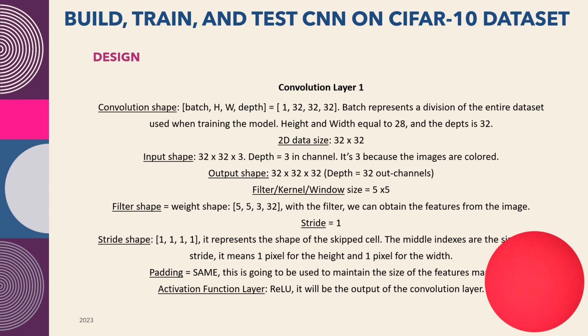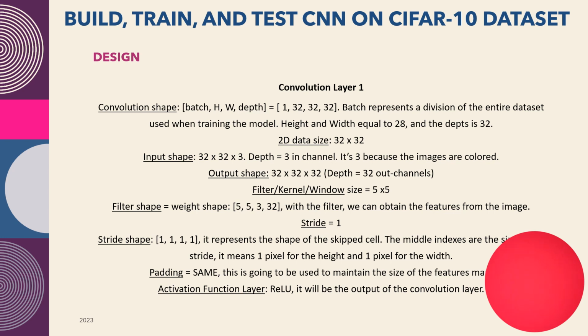The filter kernel window size will be 5 by 5. The filter shape is 5, 5, 3, 32. With the filter, we can obtain the features from the image. The stride equals 1 and the stride shape will be 1, 1, 1, 1. It represents the shape of the skip cell. The middle indexes are the stride size. It means 1 pixel for the height and 1 pixel for the width. Padding will be the same. This is going to be used to maintain the size of the feature.